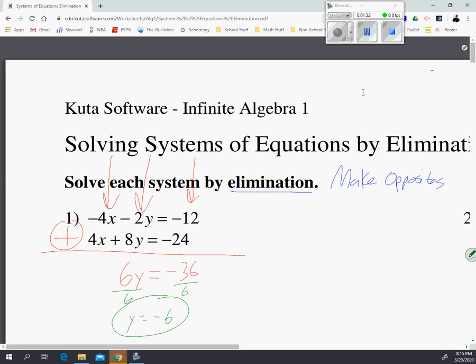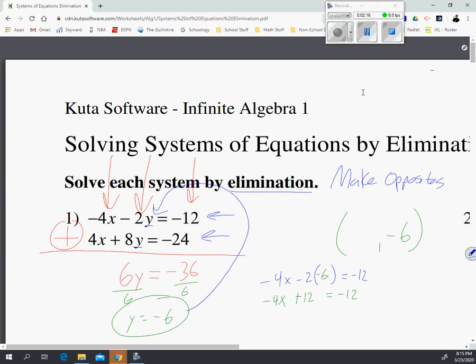Okay? Don't be tempted to be done, because all we've figured out so far is the y coordinate for that one. So what I'm going to do now is pick either this one or that one to plug it back in for the y. It doesn't really matter. I'm going to pick the top one because that looks like it has a little bit smaller numbers. So when I do that, it's going to look like this. Negative 4x minus 2 times y equals negative 12. But instead of writing y, I'm going to write negative 6, right? So we have negative 4x plus 12 equals negative 12.